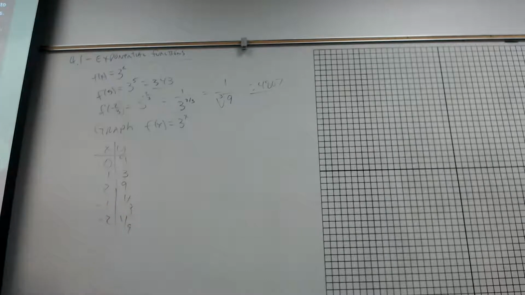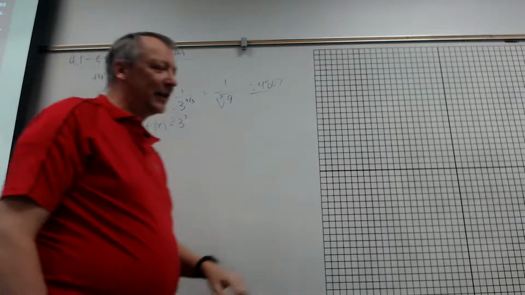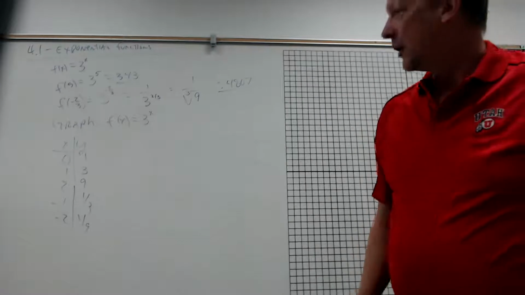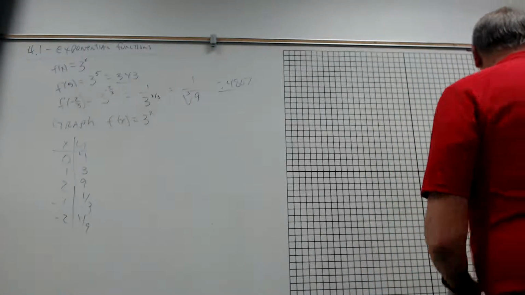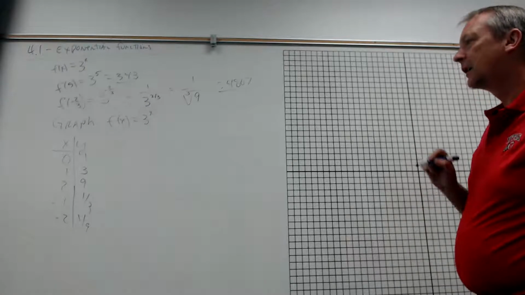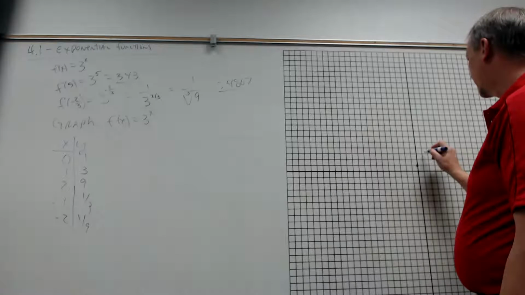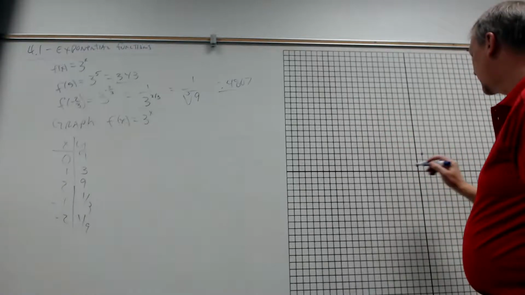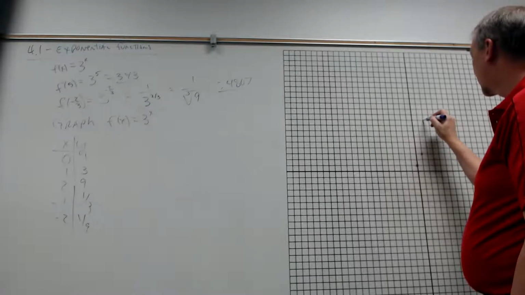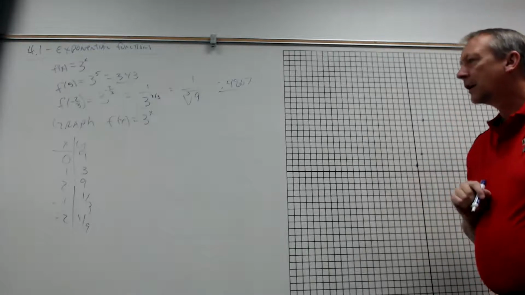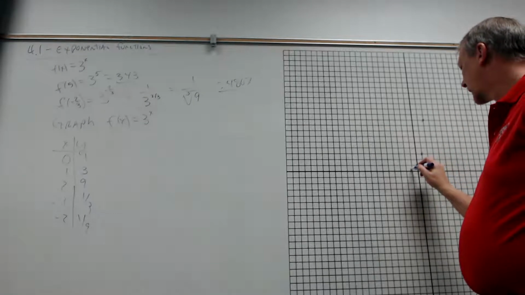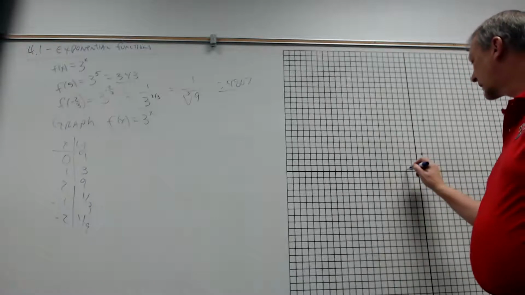All right. You know what? I might actually use this today. I think this will actually be very helpful. So I'm going to actually use this chart here. We're going to just start plotting points here. And we're going to go 0, 1, then 1, 3, then 2, 9. Then we're going to have -1 and 1/3, and -2 and 1/9.